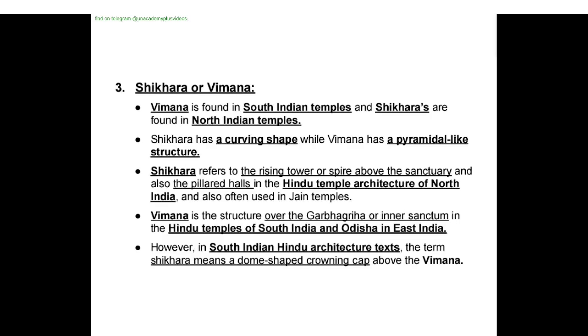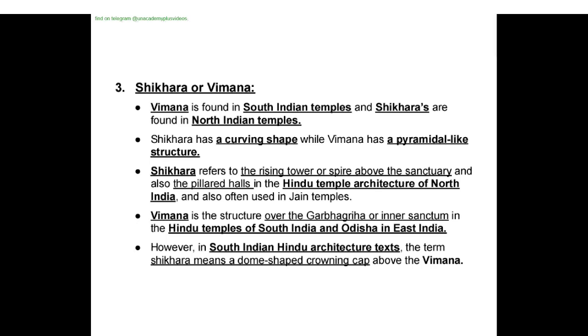Shikhara or Vimana. Vimana is found in South Indian temples and Shikharas are found in the North Indian temples. You should remember this one. Vimana in South and Shikharas in the North Indian temples. Shikhara has a curving shape while Vimana has a pyramidal-like structure. Shikhara refers to the rising tower or spire above the sanctuary and also the pillared halls in the Hindu temple architecture of North India and is also often used in Jain temples.